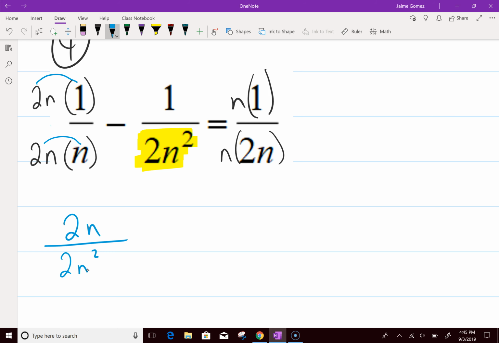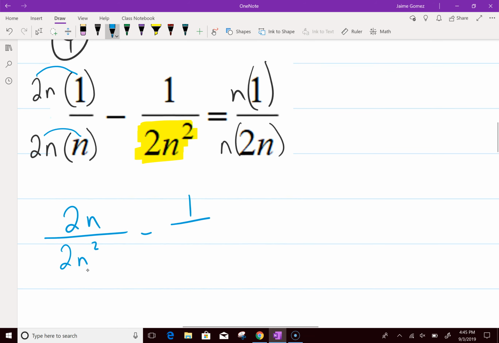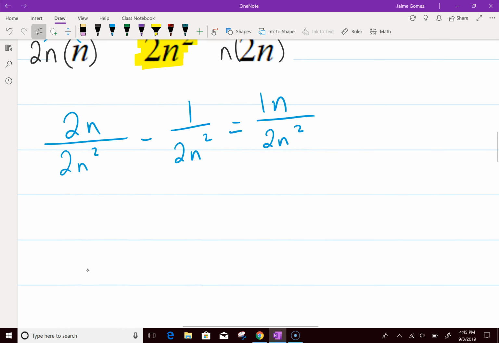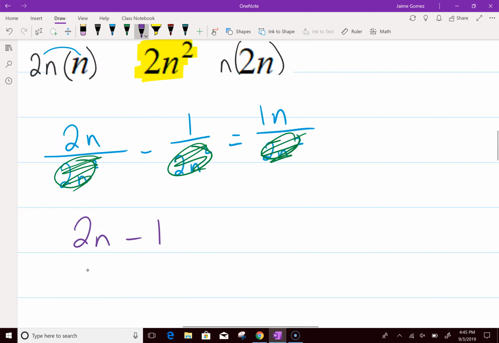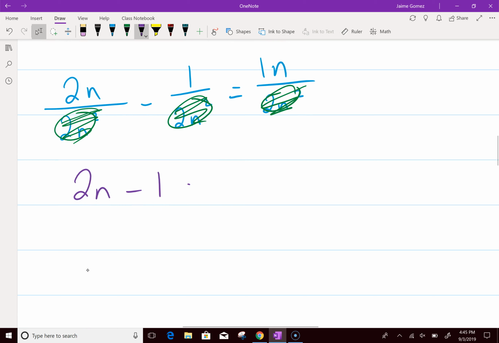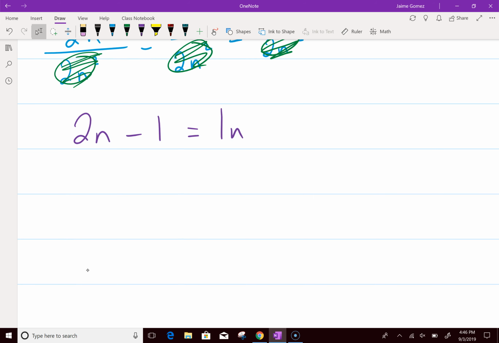We did nothing to this one, so leave it alone. n times 1, that's n, or 1n. And then n times 2n, that's 2n squared. If the bottoms are the same, you cross them out. Now we have 2n minus 1 is equal to 1n.